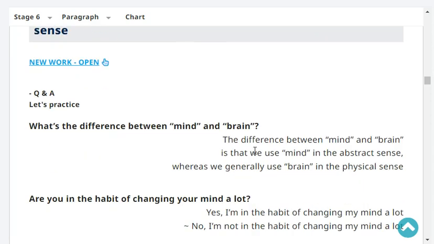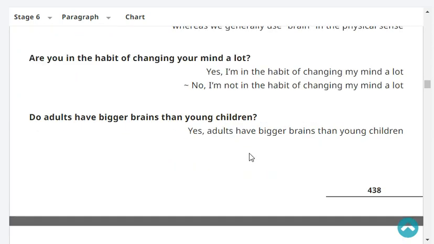What's the difference between mind and brain? The difference between mind and brain is that we use mind in the abstract sense, whereas we generally use brain in the physical sense. Very good. Are you in the habit of changing your mind a lot? Yes or no?